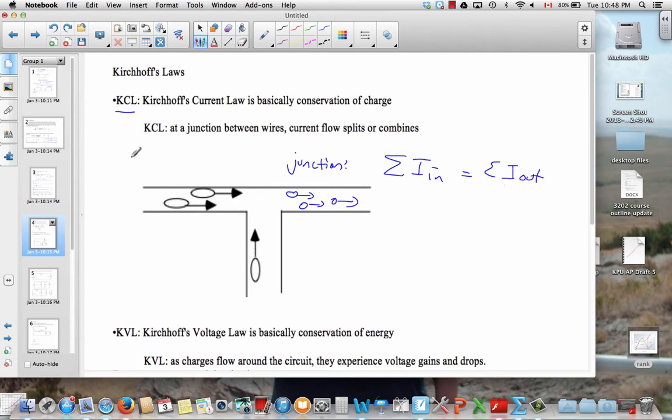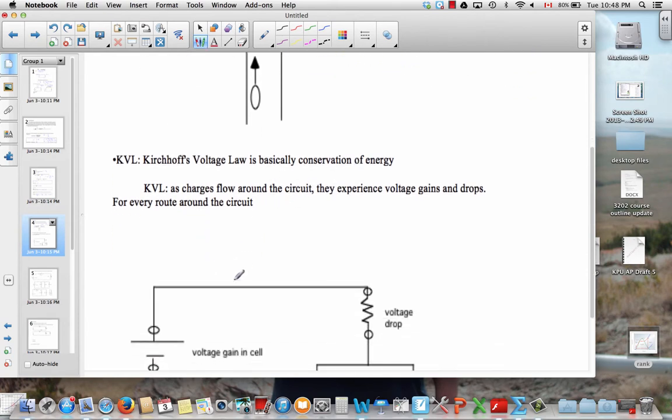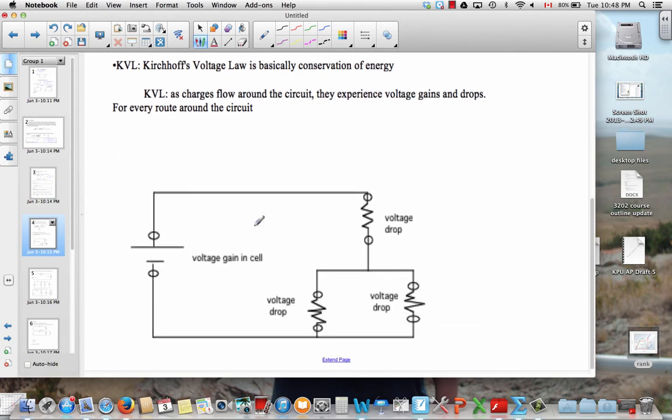That's Kirchhoff's current law. The second principle is the voltage law, and that says that energy is conserved. So as charges flow around a circuit, they're going to gain energy in the cell, and then they're going to lose energy in the resistors. The electrical energy is going to get transformed into heat, thermal energy, and or light, and or work if it happens to be a motor. So what the voltage law says is that if you go all the way around the circuit, the sum of the voltage, and that's going to be the gains, which are going to be positive, minus the losses, which are going to be negative, has to be 0. This is for a complete loop.